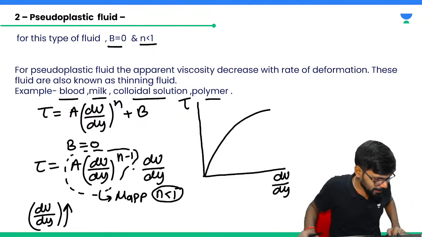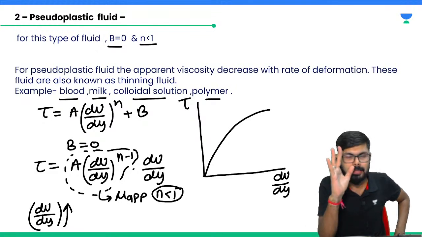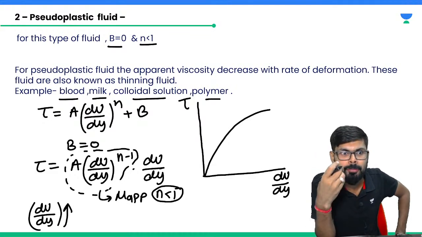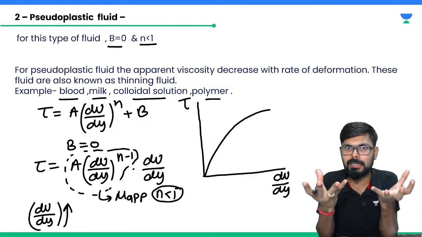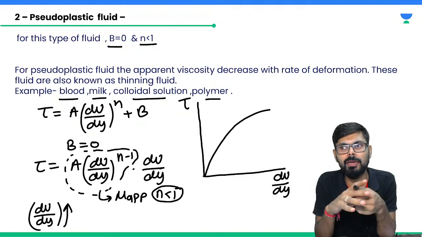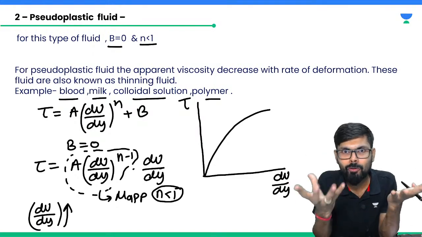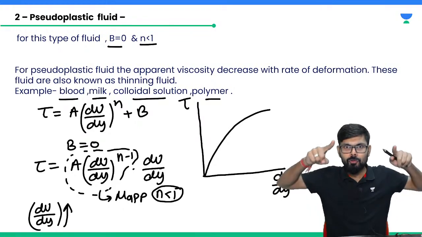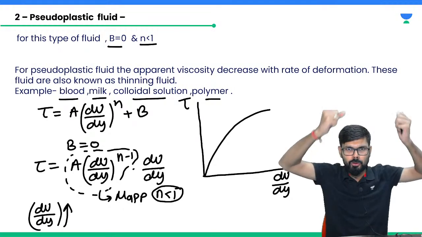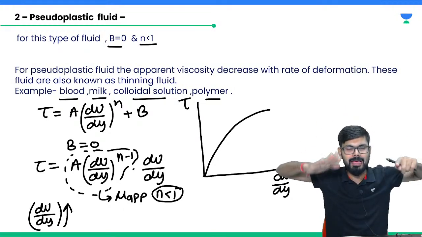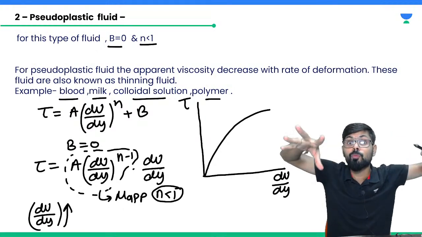Now, one question I want to answer for Datta. Datta, listen here carefully. Deformation rate means, suppose you have two things: water and honey. Now, if you apply some shear force, or you start putting some force, then what will happen? Both will start moving, both will be deforming.